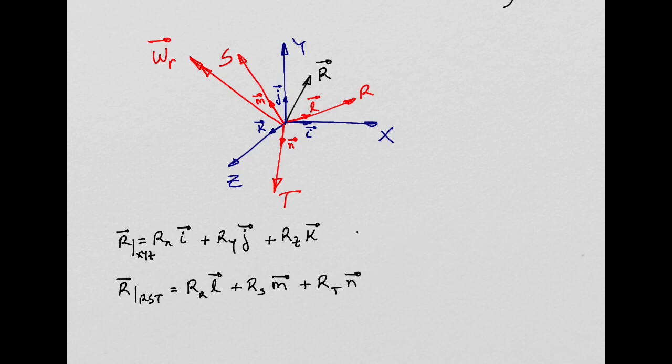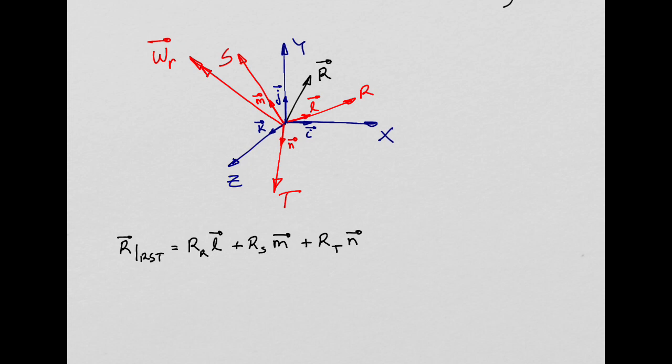Okay? Does it make sense or not? All right, so if it makes sense, we are going to choose the coordinate system in red to represent my vector.